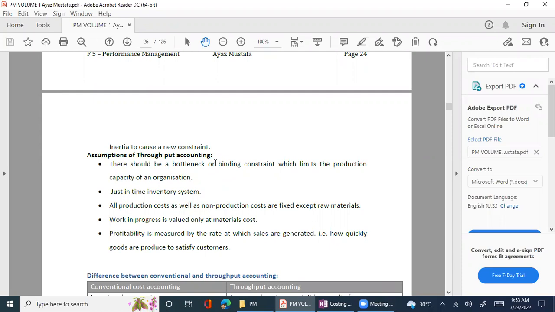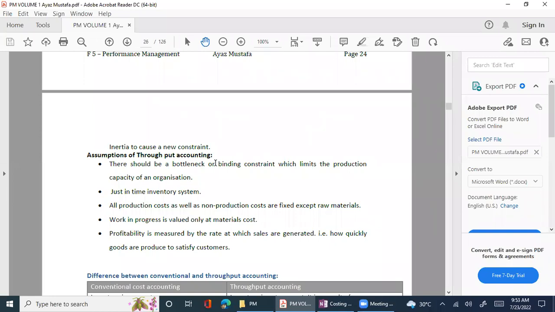Profitability is measured by the rate at which sales are generated. It means how quickly we are selling, because we are using the just-in-time inventory system and buying the raw material as and when required. So our profitability will be measured by how quickly we sell our product. If there is a long shelf time of the products, then we are not showing our profitability in a better way.